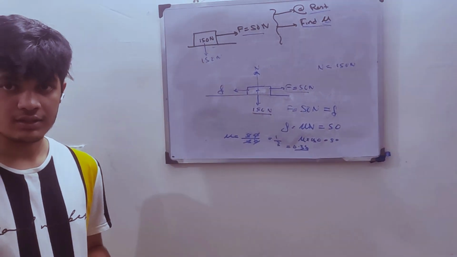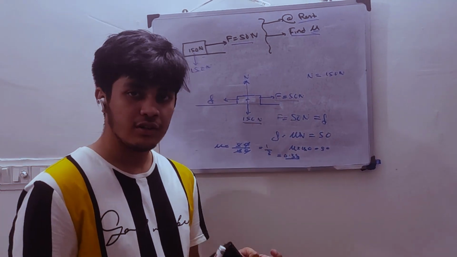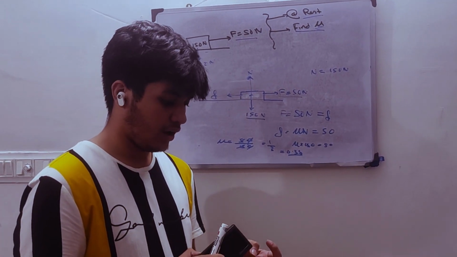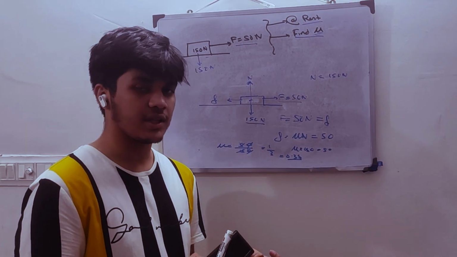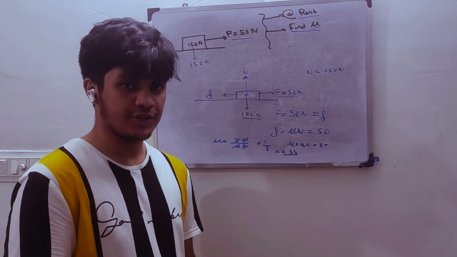That is mu. So this is it for today's class. We have covered what friction is, the types of friction, and how we solve questions on limiting friction and kinetic friction. In the next video, we'll discuss more about friction. Thank you so much.